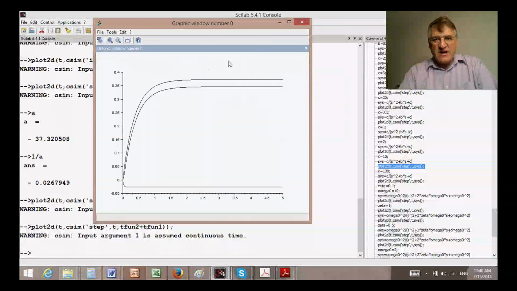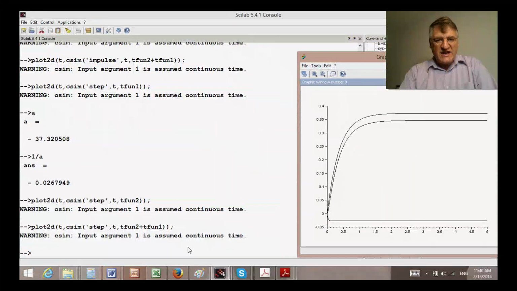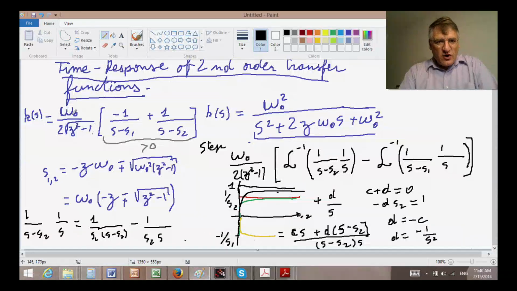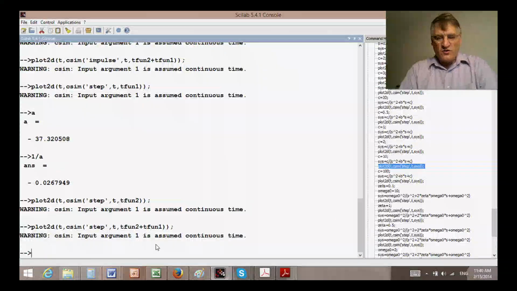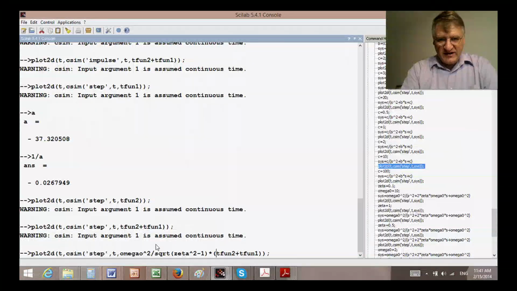Now, of course, in order to get the true step response, we need to scale it by what we said was omega 0 divided by 2 square root of zeta squared minus 1. Okay? So we're going to weight the two transfer functions. So this will become omega naught divided by square root of zeta squared minus 1, and then we multiply this by tfun2 plus tfun1.